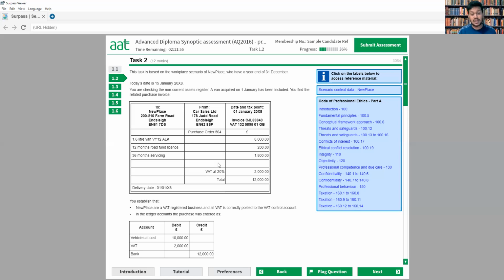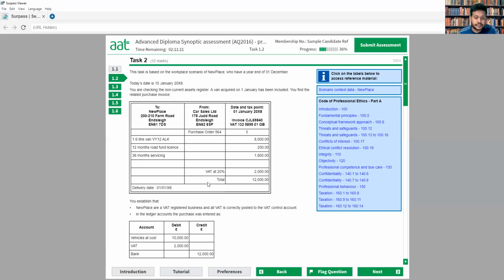Otherwise, any additional cost, servicing, maintenance, this cost is not part of the capitalization. So you cannot capitalize this sort of cost. That will be the expense. So here we can see the cost for the van is 8,000, and the road fund license could be the road tax or something like that. So this is not part of the van. Then servicing, it could be like breakdown and sort of servicing. This is not part of the asset. So these two, 200 and 1,800, we will not be able to capitalize on the non-current asset register.